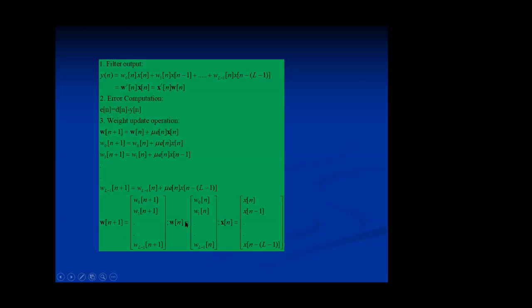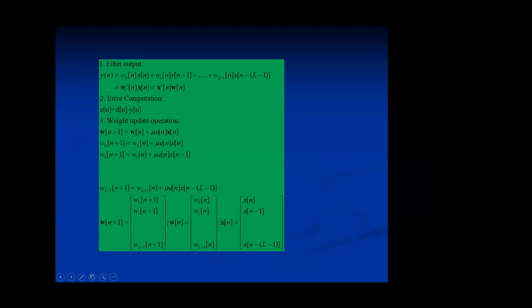Here w of n plus 1 is a vector, w of n is the old vector, and x of n is the input vector. So this single expression is equivalent to L expressions. w0 of n plus 1 is equal to w0 of n plus mu into e of n, where mu e of n is common, and the first element of x is x of n. The second expression is w1 of n plus 1 equals w1 of n plus mu into e of n, which is common, into x of n minus 1. Similarly for w L minus 1. So here are the L expressions, but we represent them with a single expression in vector notation.